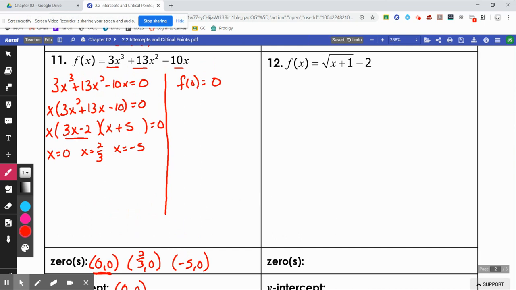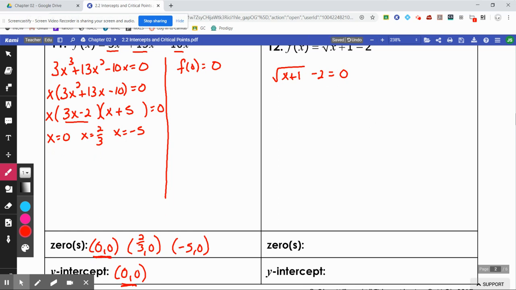Set y equal to 0 to find your x-intercept. So you have the square root of (x + 1) - 2 = 0. Isolate your radical by moving the 2 over. That's the square root of (x + 1) = 2. To get rid of a square root, you square the other side, so that turns that into 4. Subtract 1, you get x = 3. So my x-intercept is located at (3, 0).